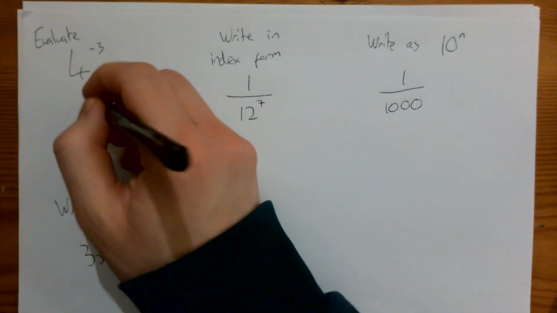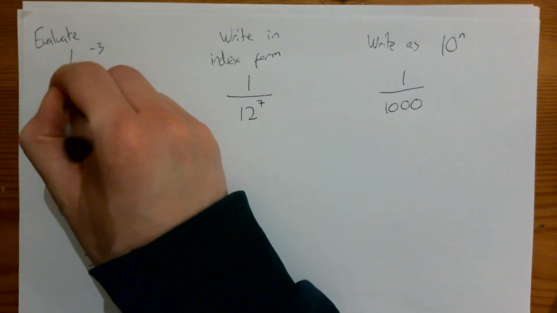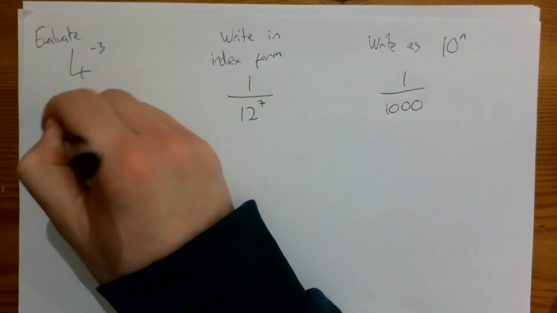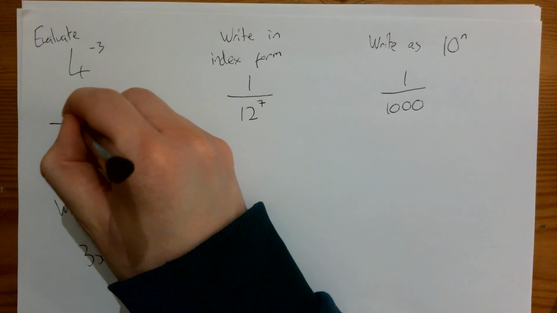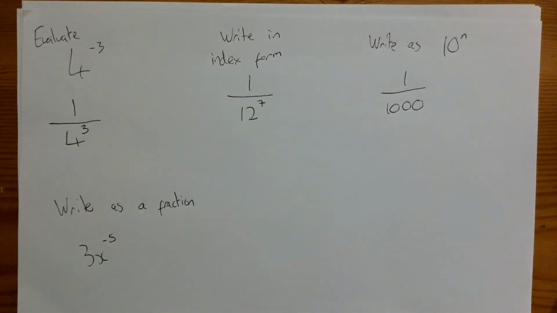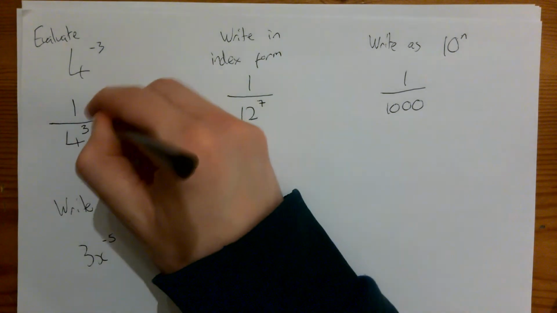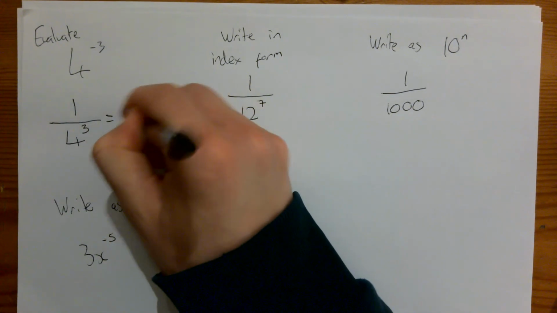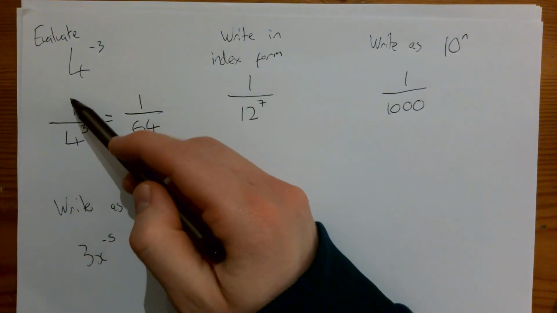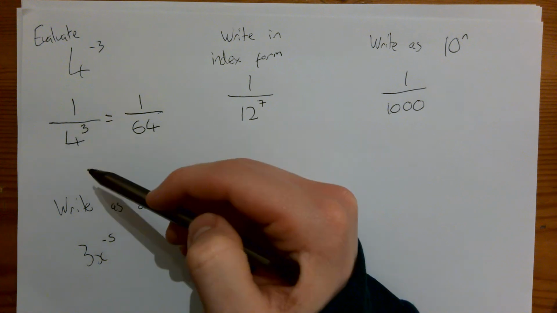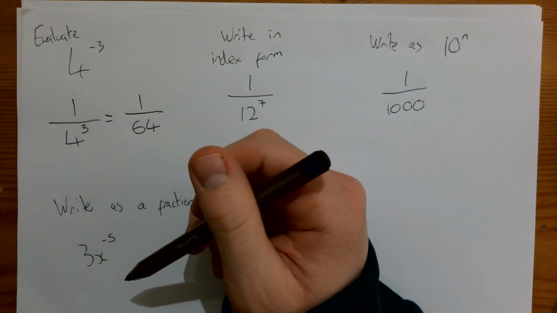So instead of 4 to the power minus 3, I'm going to write it as 1 over 4 to the power 3. It's not going to be minus 3 anymore. And then evaluate that fully. I don't want to leave it like that. I know that 4 cubed is 64. So it's 1/64. Okay, simple as that. Change it, make it 1 over the number to the power positively, and then work it out.